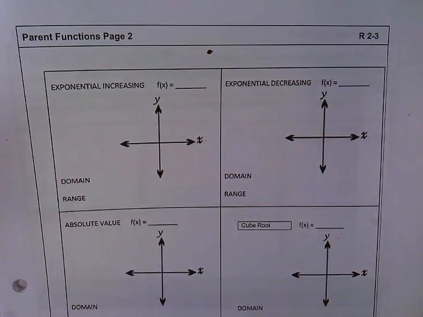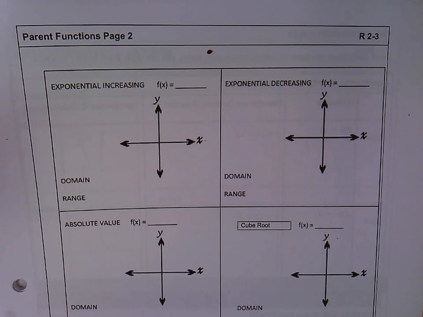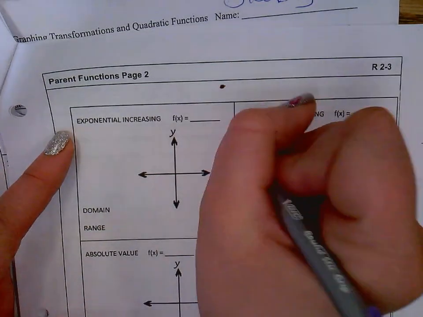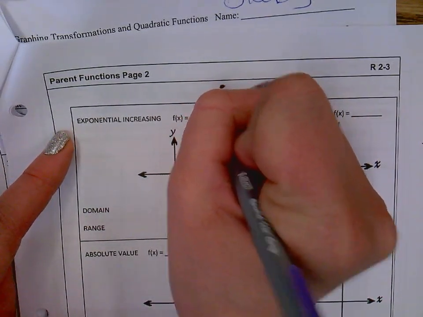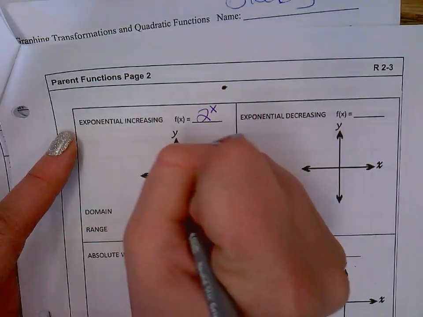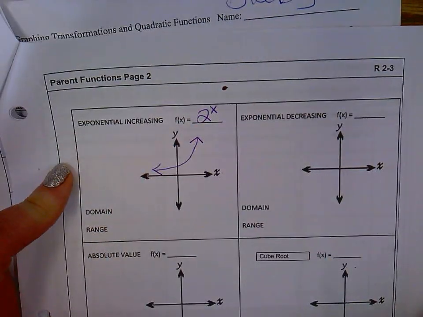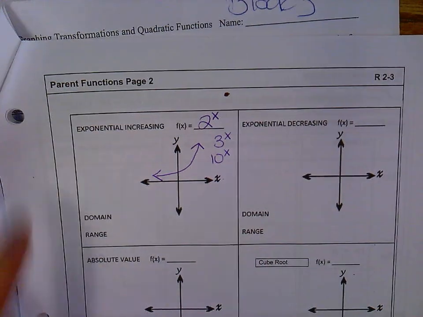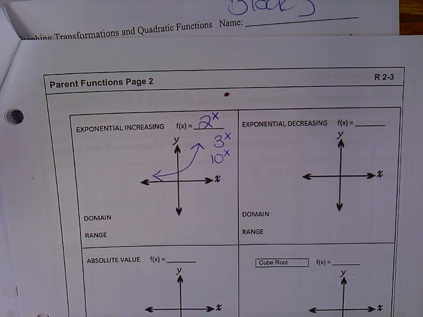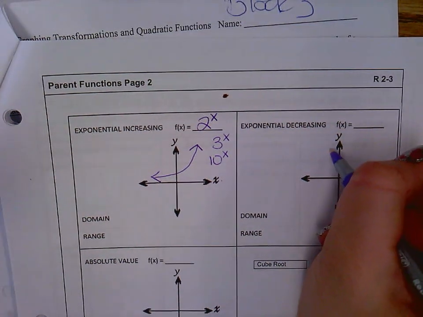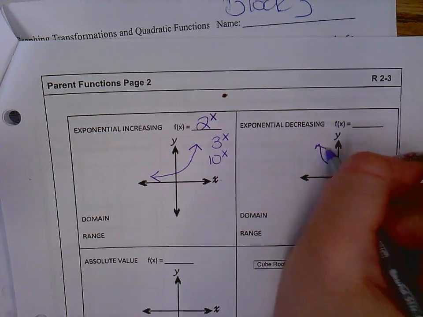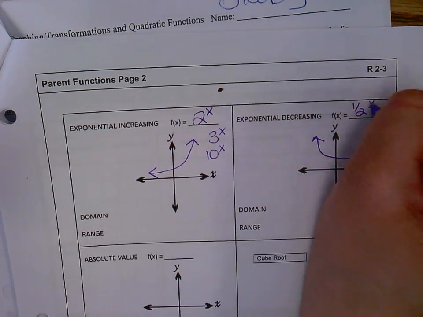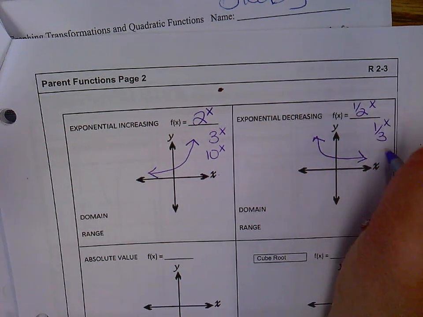We're going to spend an entire unit on exponential. So right now you're just identifying, oh, that's exponential. I'm going to write 2 to the x power for increasing. And I'm going to kind of draw a curve that looks like this. But it could also be 3 to the x or 10 to the x. It doesn't matter what the base is, as long as it's a number bigger than 1. Exponential decreasing is when like your population is decreasing over time. And that's when you have a base that's like a fraction. 1/3 to the x, 1/10 to the x.